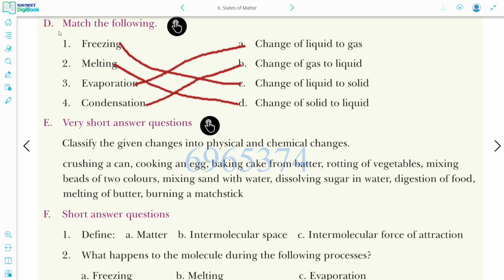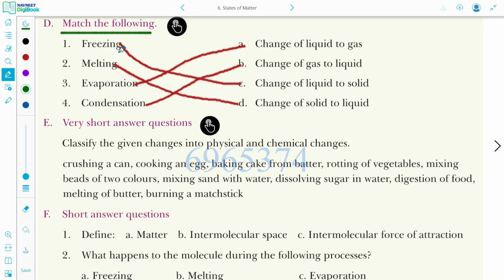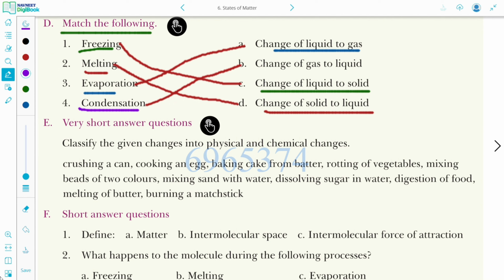Come to question D. Match the following. First is freezing. Freezing is change of liquid to solid state. Second, melting. Melting is change of solid to liquid state. Evaporation, change of liquid to gas. Condensation, change of gas to liquid.